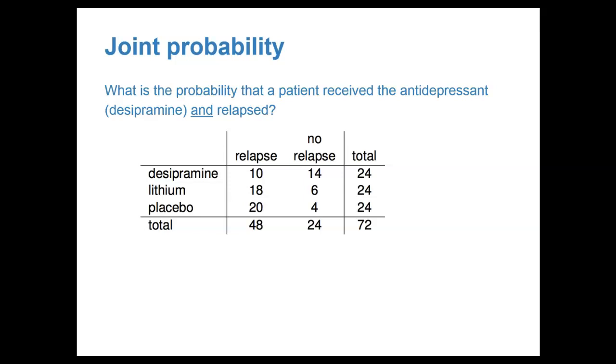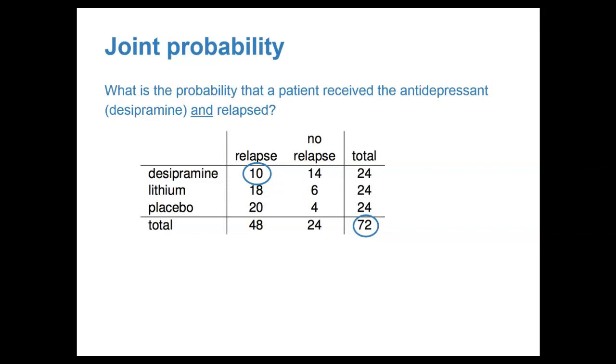What is the probability that a patient received the antidepressant disipramine and relapsed from their treatment? Notice that when we say joint, that's characterized by the word "and" in the problem question that I just read. We're also looking at a probability that's calculated out of the total number of patients. So in this case, a patient receiving the antidepressant disipramine would be in the first row of the table, and then the relapsed is the first column. Notice where those 2 intersect.